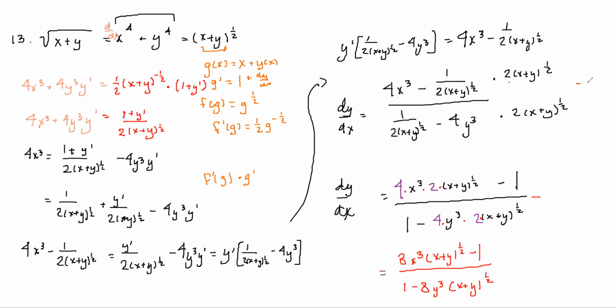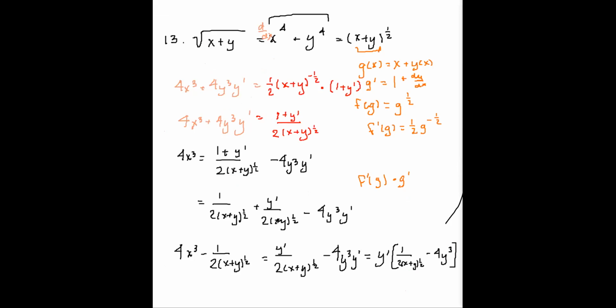Let's do a couple more implicit differentiation problems. Trying to look for one that's like uniquely a mess. Ooh, 19 looks really gross. Who wants to try 19? Let's do 19.